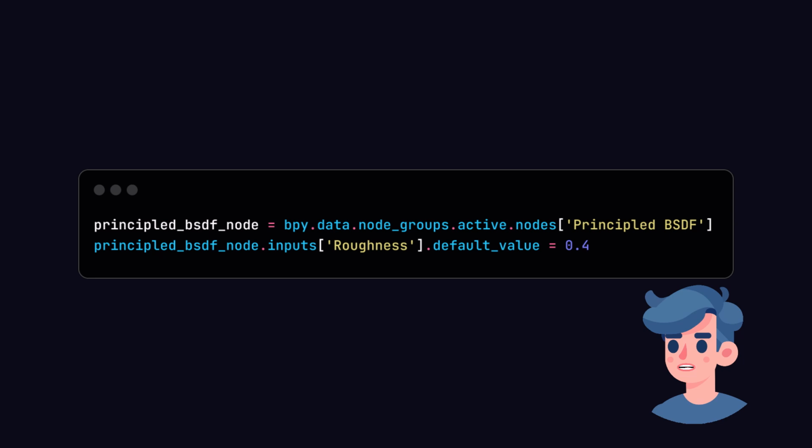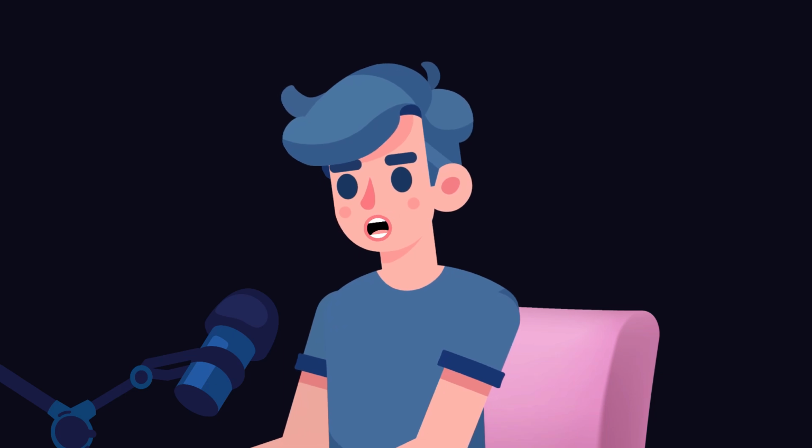Let's also tweak the roughness of our material to control how shiny our cube appears. You can do this by adjusting the roughness value in the Principled BSDF shader node. If you want the cube to have a more polished look, reduce the roughness value closer to 0. Alternatively, increase it for a more matte finish.